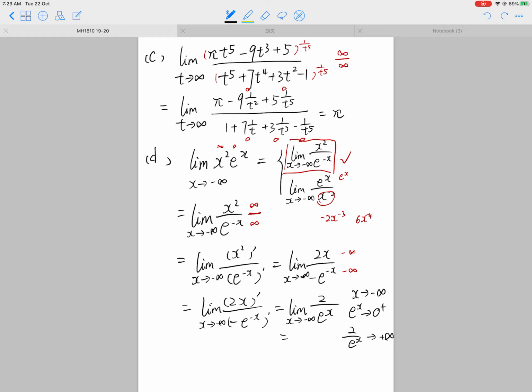Yeah, here's a mistake, right? When you do the derivative, it will be negative e to the power of negative x. So x is approaching negative infinity, then negative x is approaching positive infinity, right? So e to the power of negative x is approaching positive infinity. So 2 over e to the power of negative x is approaching 0 from the right side. So the result is 0.